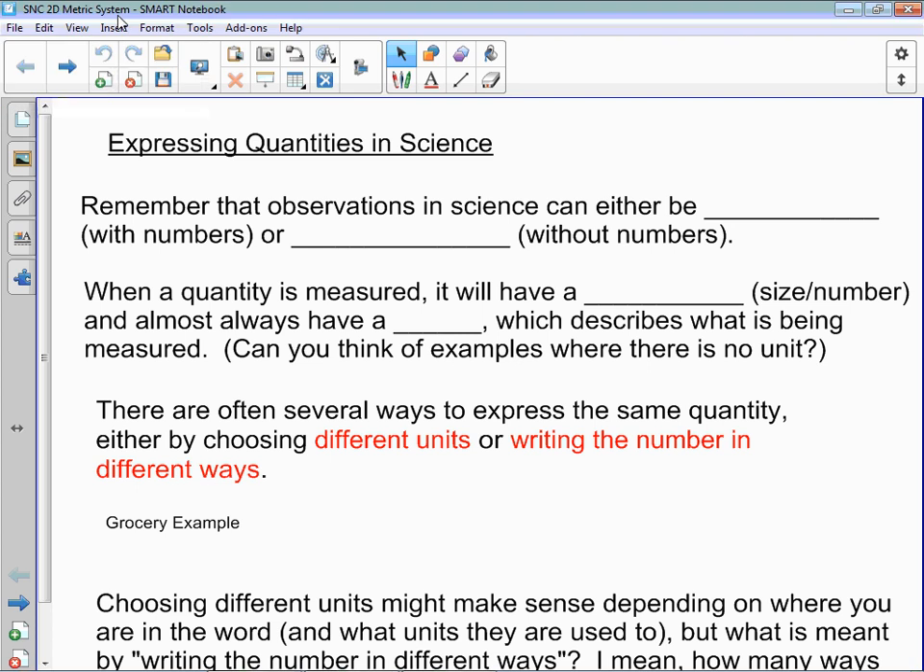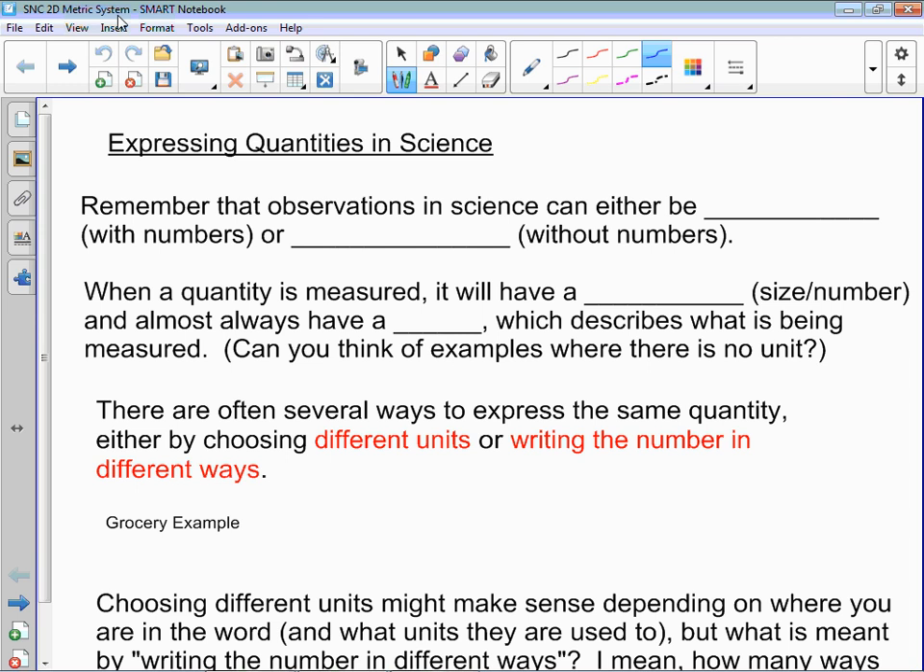So we've just spent a couple minutes talking about math and how important it is in science. And we're going to go over a couple of things that you will need to know moving forward. And one is just about expressing quantities. Remember, quantity is anything with a number.